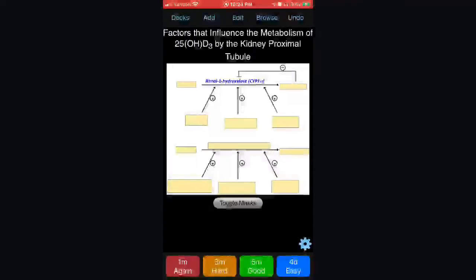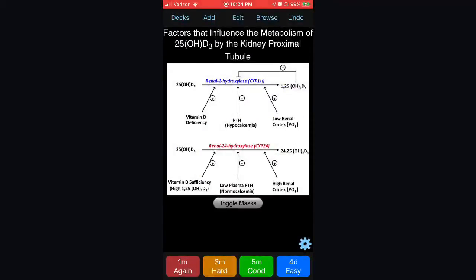25 hydroxyl D3 into 1,25 dihydroxyl D3, right? Yep, 1,25 dihydroxyl D3. And the presence of 1,25 dihydroxyl D3 inhibits the renal 1 hydroxylase, which makes sense because it's a negative feedback loop, and you need that. Yes. All right, so what can amplify this? Well, positive regulation can be provided by vitamin D deficiency, which would be the absence of 1,25 dihydroxy D3. Also, parathyroid hormone caused by hypocalcemia.